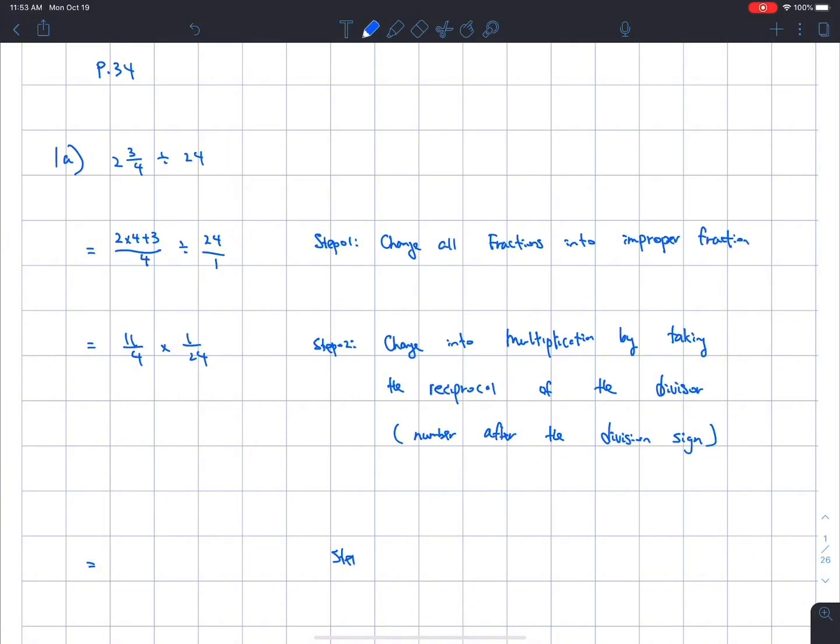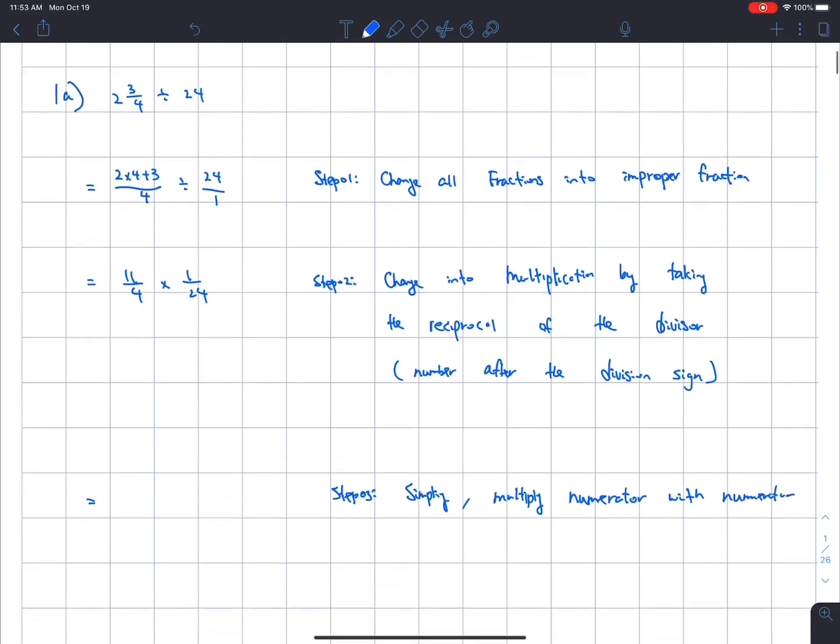So step 3, we try to simplify. There's nothing to simplify in this case. Simplify, then you want to multiply numerator with numerator. Numerator is the top numbers. And denominator, so times denominator with the denominator. Denominator is just the bottom number in a fraction. So we have 11 times 1 over 4 times 24.